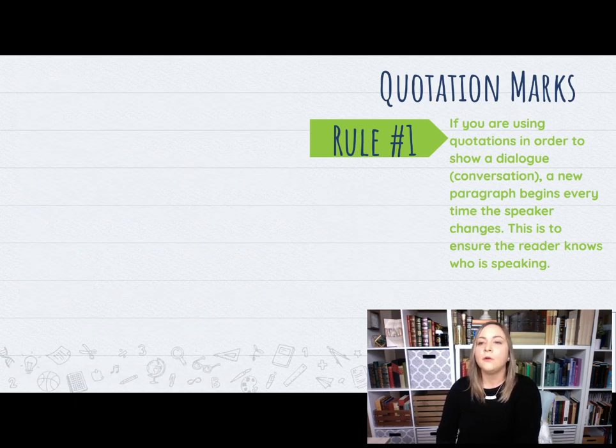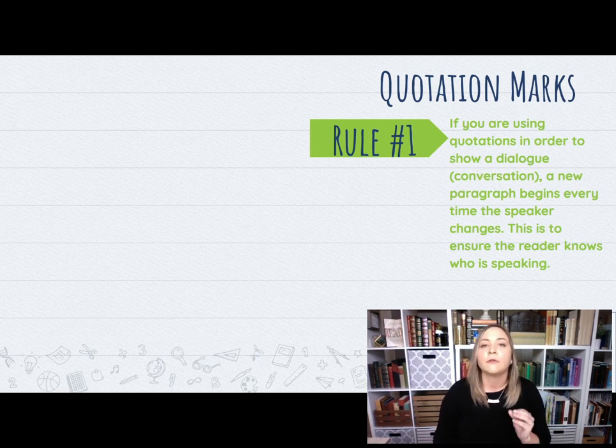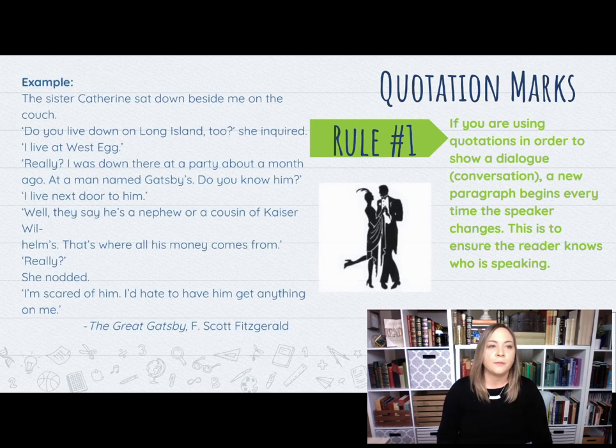So our rule number 1 is if you're using quotations to show dialogue, so a conversation, you have to enter down every time a new character is talking. So if it's a simple conversation, it might seem like this is unnecessary. Do I have to enter down? But if you have a set of dialogue and you're going in between characters, unless you name them, it has to be clear who is speaking. So let's look at this example from Gatsby. Sister Catherine sat down beside me on the couch, and then they have this conversation.